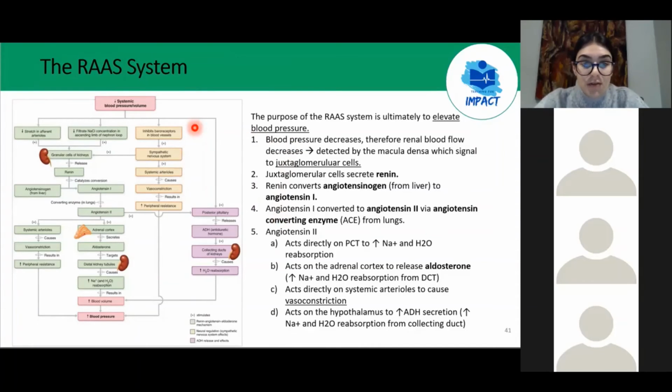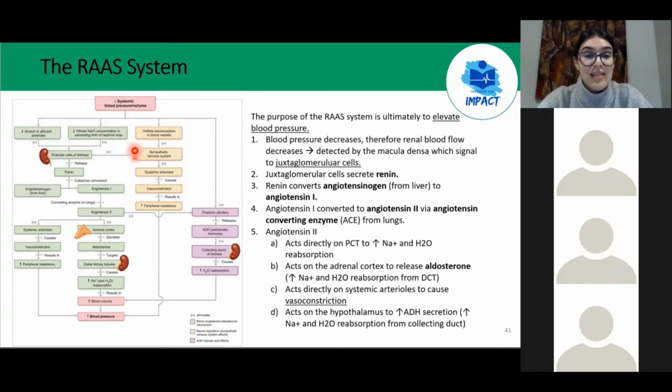So ultimately, the purpose of the RAS system is to increase the blood pressure so that we can return to homeostasis. So when our blood pressure decreases, the renal blood flow decreases as well. And remember, we talked about when our renal blood flow decreases, there's more time to reabsorb the sodium, which means the filtrate reaching the distal convoluted tubule is very hypoosmolar, which is then detected by the macula densa cells, which then signals to the juxtaglomerular cells to release renin.